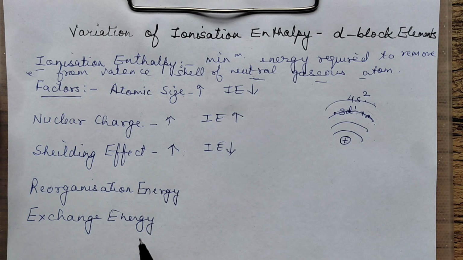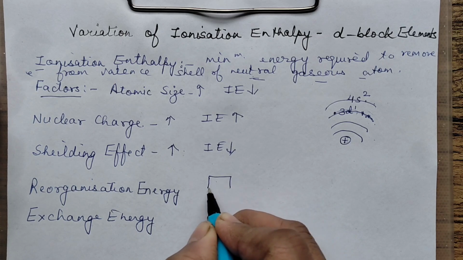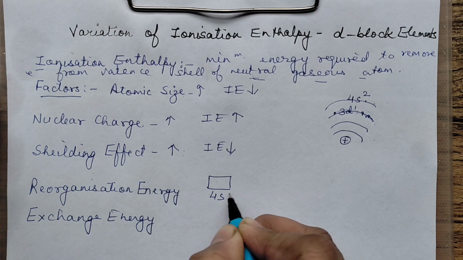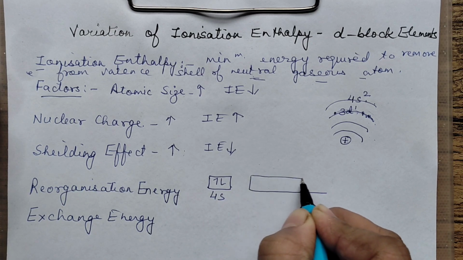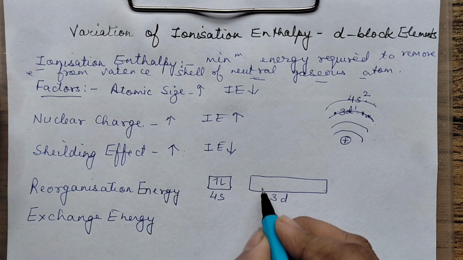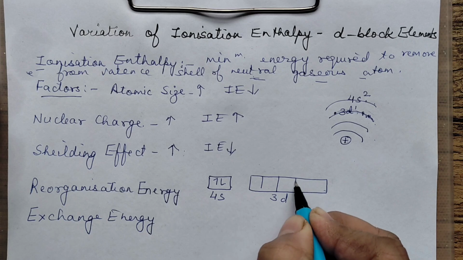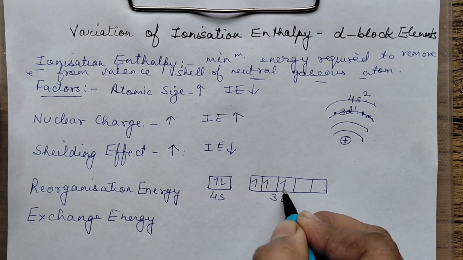Now this is something different, reorganization energy. What's reorganization energy? Let's understand how the electrons are being filled in D block. You have 4s first. There are 2 electrons in 4s and the D starts filling. This is 3D. After 4s only the electrons start going into 3D. There are 5 D orbitals. Let's suppose there are 3 electrons present in D.